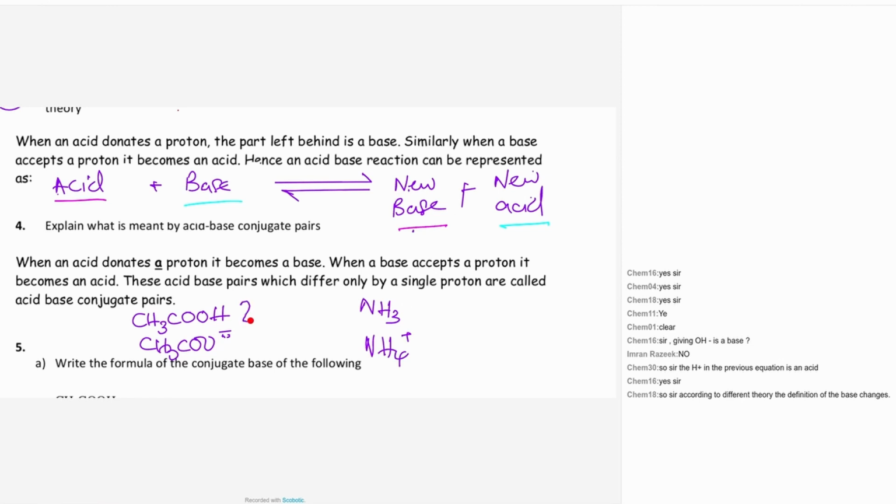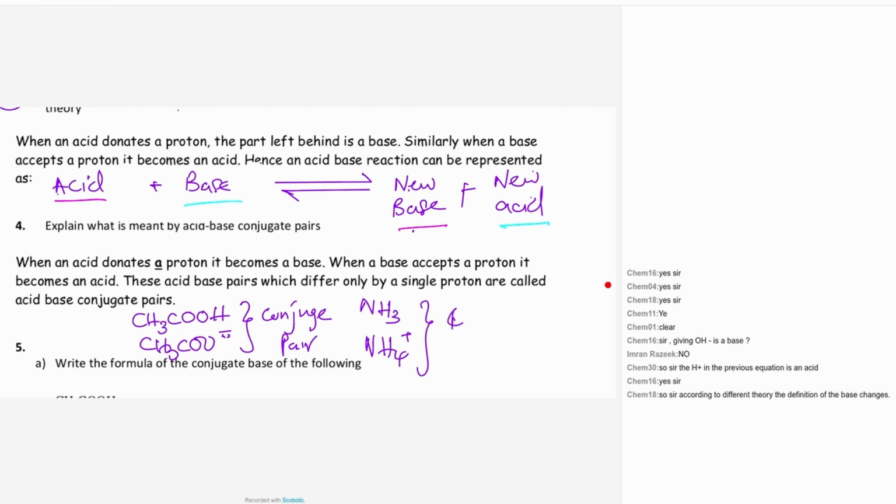So for these pairs, when an acid donates a proton, the left behind part is a base. When a base accepts a proton, the left behind part is the acid. These pairs, which differ by a single proton, are referred to as acid-base conjugate pairs. The conjugate pair difference will always be one single H plus. This is a conjugate pair. This is also a conjugate pair.